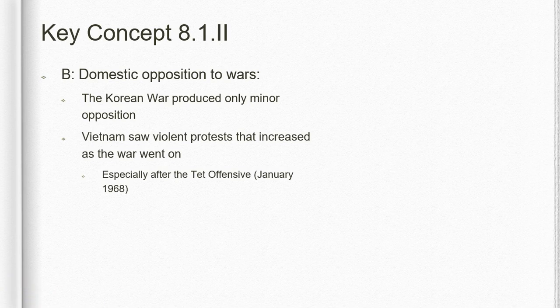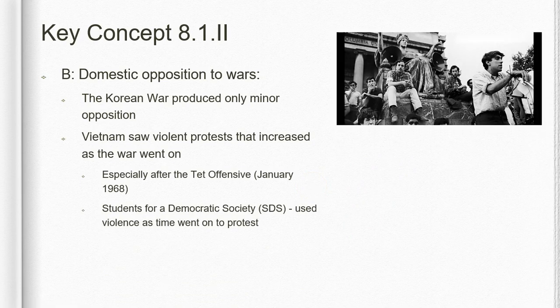So let's talk about the Tet Offensive, January 1968. The war was sort of popular. 1966, 1967, there was dissent. But as the war dragged on and it became less and less clear that the United States was going to win, the opposition built. Students for a Democratic Society are a good example of this.